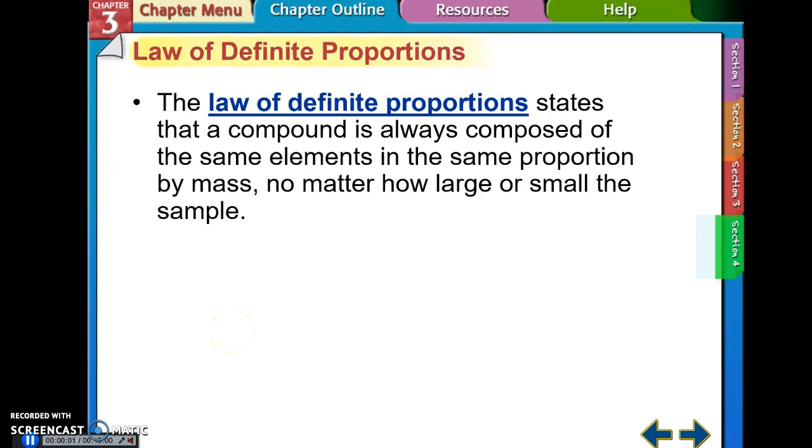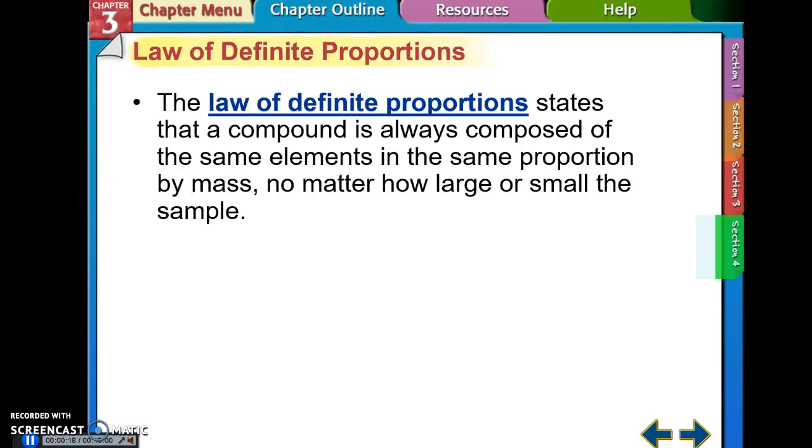Alright, welcome to our last video of Chapter 3. We're going to talk about the law of definite proportions, the law of multiple proportions, and calculating percent by mass. So you definitely need a calculator for this one.